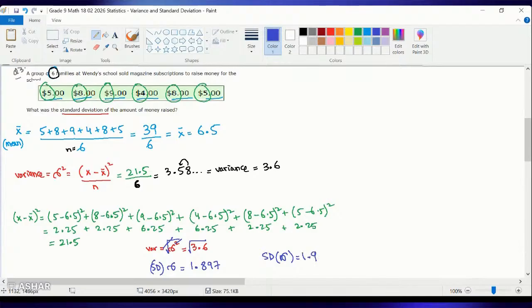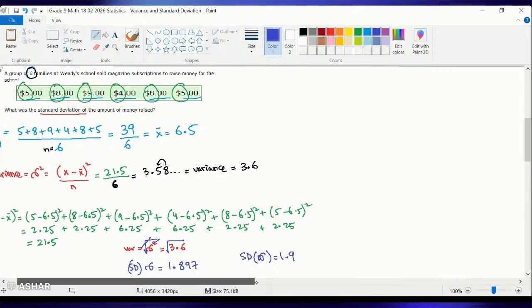Agreed? So the deviation from the mean of the scores is 1.9. Okay. Let's have a look at another question. Do we agree till here? Or do we have any questions till now? Let's move to the next question.